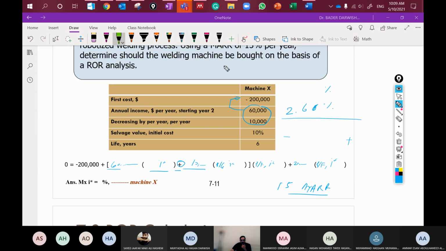However, comparing to the organization's MAR, minimum attractive rate of return, for their agreement or approval, it's far away. So as you can see, we are now determining the feasibility, and overall we shouldn't buy the machine.